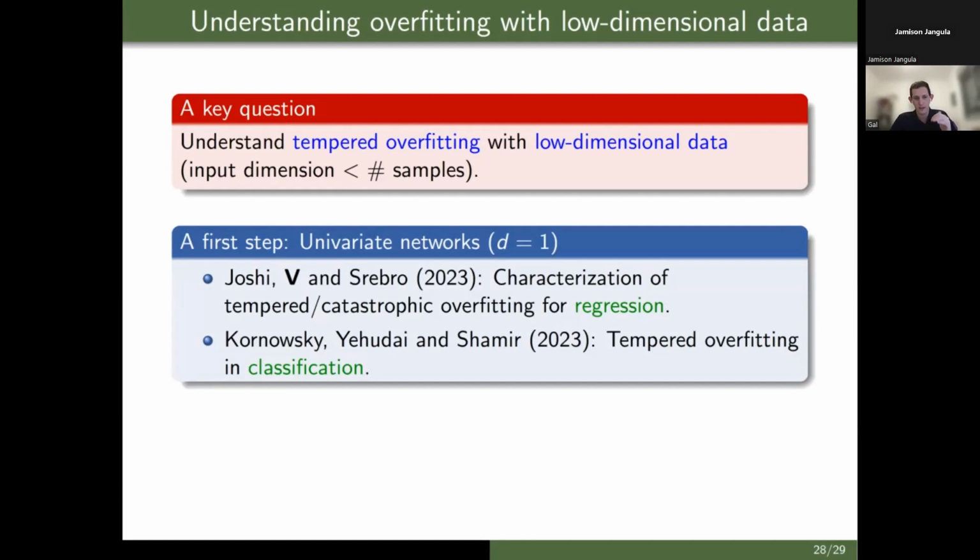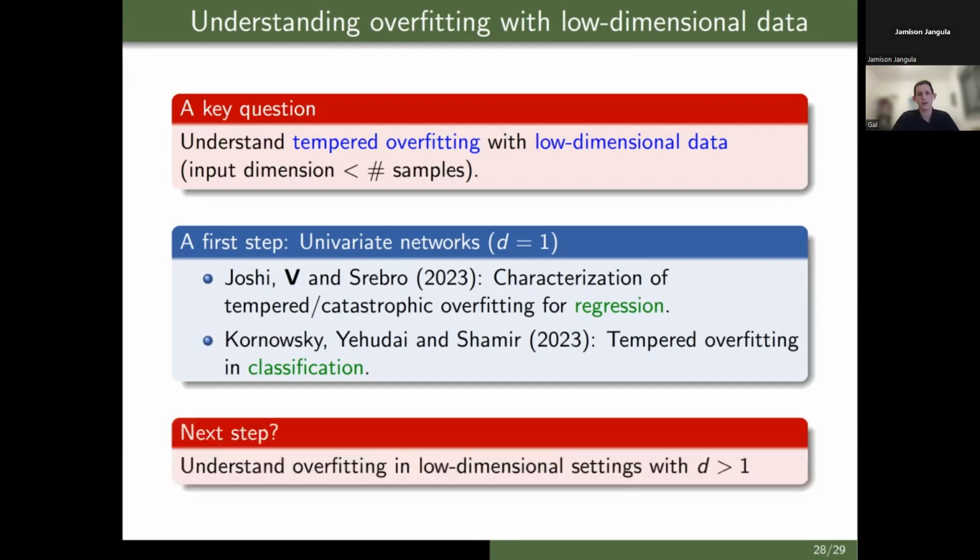And also in another recent work by researchers from Weizmann Institute, they considered a similar question for a classification setting, and they proved tempered overfitting. So I would say that for this case of d equals 1, we already have a reasonably good understanding of the overfitting behavior, but already for d equals 2, we don't understand it. And I think that as an interesting next step, it would be interesting to try to understand overfitting in low dimensional settings which are larger than 1, where d is larger than 1.